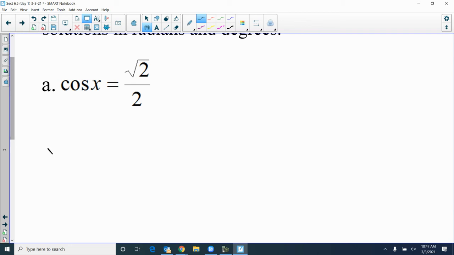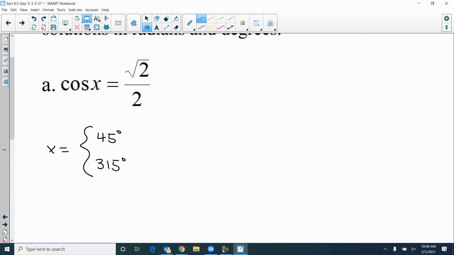So here's what I'm going to do. I'm going to put down 45 degrees and 315. How do I account for the infinite number of solutions? It repeats. It's a periodic function. What is the period of cosine? How long does it take to repeat? Remember that.